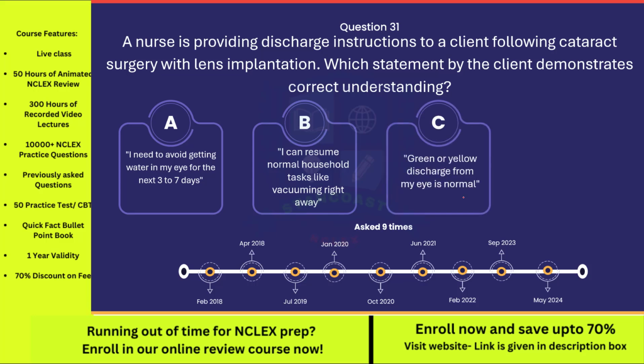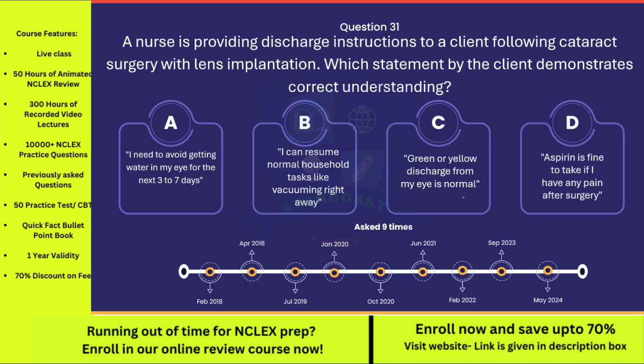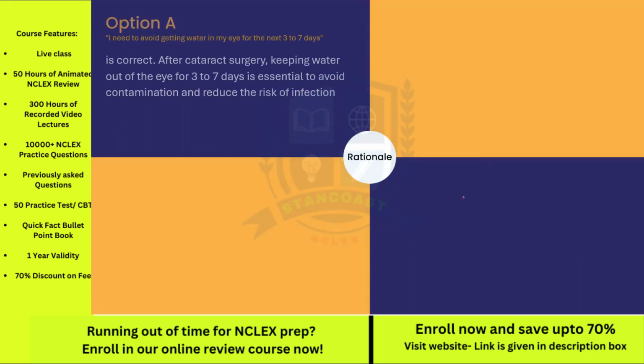C. Green or yellow discharge from my eye is normal. D. Aspirin is fine to take if I have any pain after surgery. The correct answer is A. I need to avoid getting water in my eye for the next 3 to 7 days. A is correct. After cataract surgery, keeping water out of the eye for 3 to 7 days is essential to avoid contamination and reduce the risk of infection.